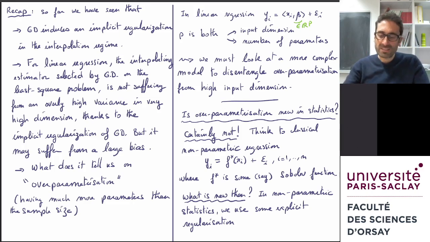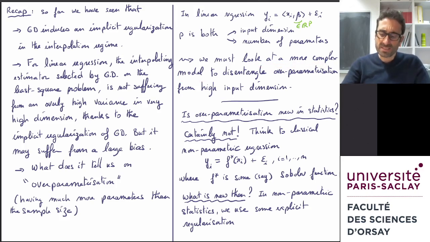Well, if you look at your linear regression here, the number of parameters, which is the dimension p of beta, is also the input dimension. So p is both the input dimension and the number of parameters. So we cannot disentangle the effect of high dimensional input from the effect of having many parameters. In order to understand the effect of overparametrization independently of the effect of high input dimension, we must look at some more complex models.